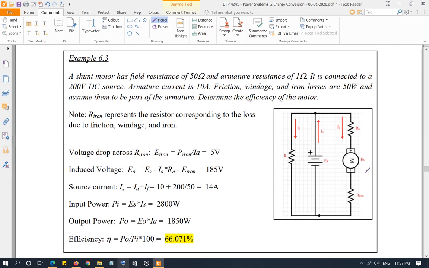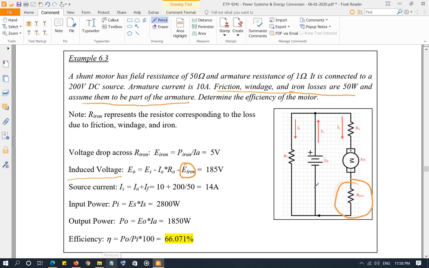Example 6.3 is what I was mentioning. In this one, I'm telling you that iron losses, windage losses, and frictional losses are 50 watts and they are part of the armature. So I'm showing them as a resistance in series with the armature, and the voltage over here, I'm assuming, is the voltage over there. The induced voltage is basically this voltage minus this voltage minus this voltage using KVL. That will be the induced voltage that I'm calculating right over here.